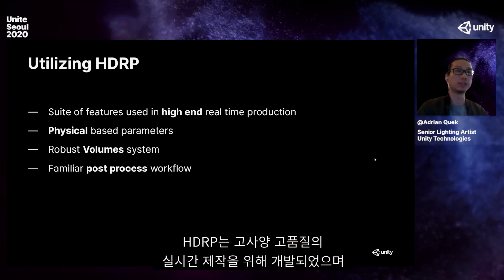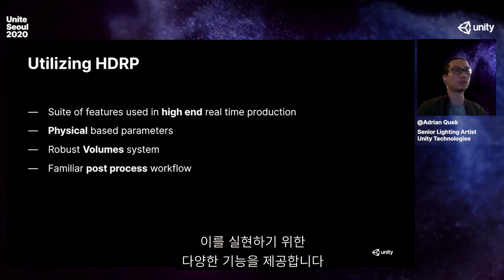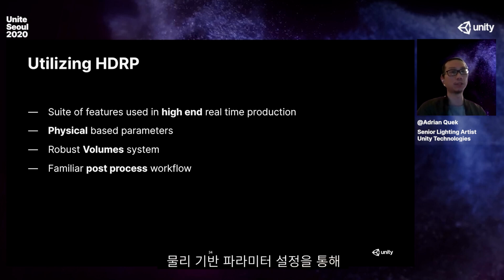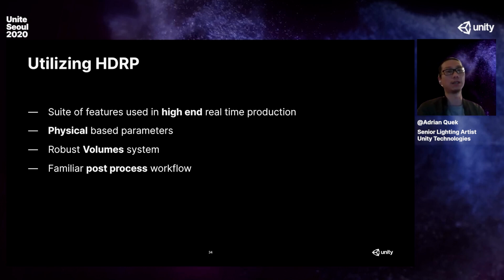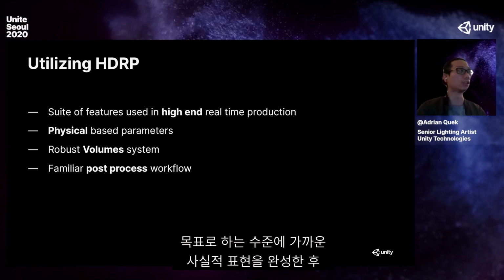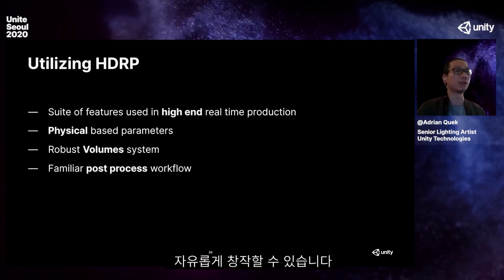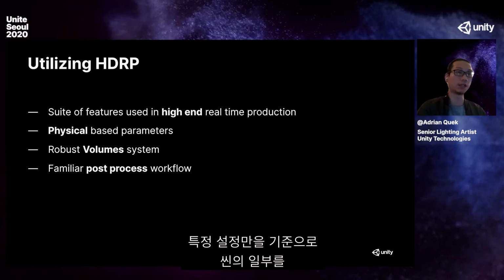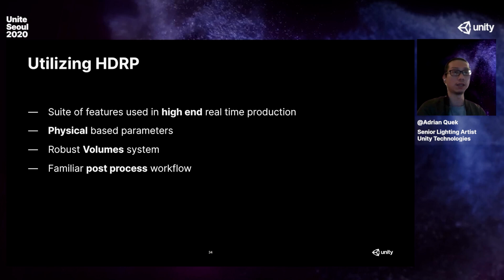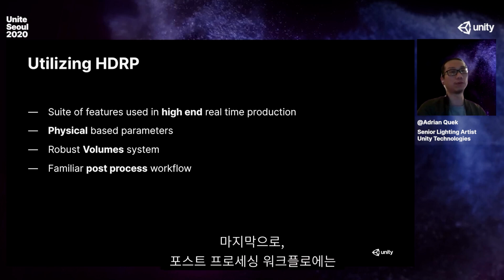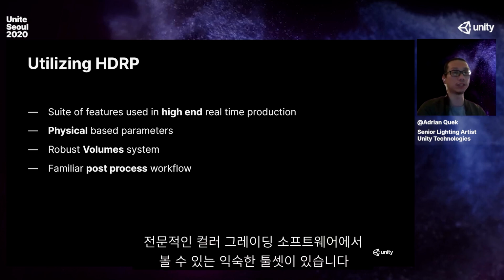HDRP was developed for use in high-end real-time production, and its suite of features will allow us to hit our goals. Having a physically based parameter setup allows us to use real-world data to drive the initial setup for lighting, to really get us closer to the level of realism we wanted before artistic freedom can come in. The volume system is also very useful in quickly isolating parts of the scene with specific settings we wanted to affect. Lastly, the post-process workflow has the familiar toolset to what you would see in professional color grading software.